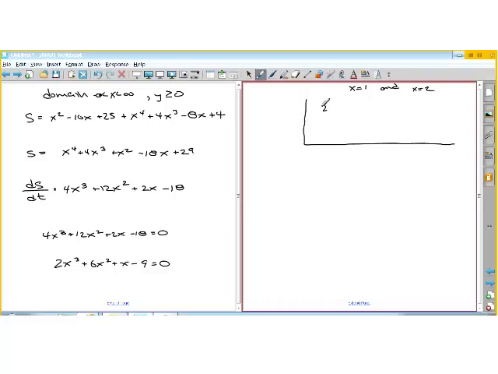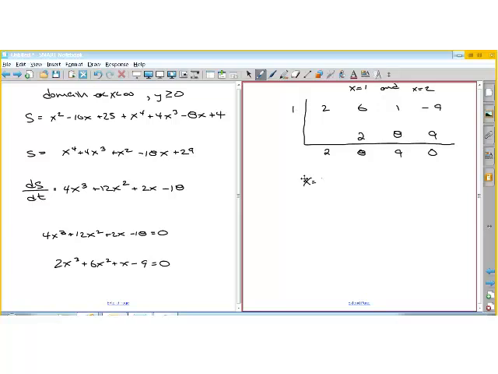So we're going to write our coefficients 2, 6, 1, negative 9. And when we do this, we put in the x value, not the factor. You know, the factor would be x minus 1 and x minus 2. So I'm going to put in 1 and see what happens. Okay, bring 2 down. 2 times 1 is 2. That's 8. 1 plus 8 is 9. 1 times 9 is 9. You get 0. So that is one of the solutions.